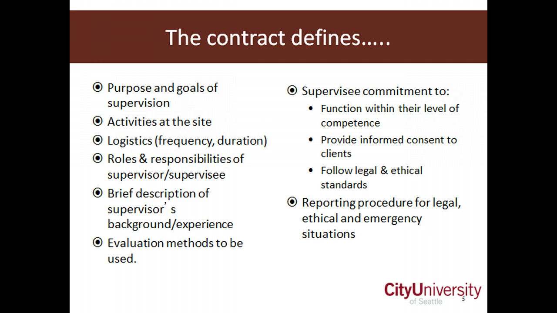The contract of supervision defines the following: the purpose and goals of supervision, what the supervisee is expected to accomplish by the conclusion of their experience, what the site would like the supervisee to accomplish, what the student's own goals are that they wish to accomplish. In addition, the activities at the site are outlined, so the specific activities the student is engaged in, whether that be, for example, case management, or individual counseling, or assessment activities, or basic observational activities, co-leadership of groups, those kinds of activities.